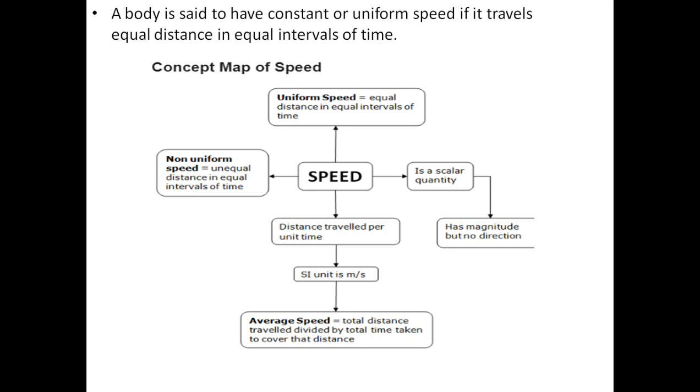But if two or three objects are moving parallelly, covering distance in equal intervals of time, then you add all the distance covered by all three objects in the total time given, and then you can find the average speed.